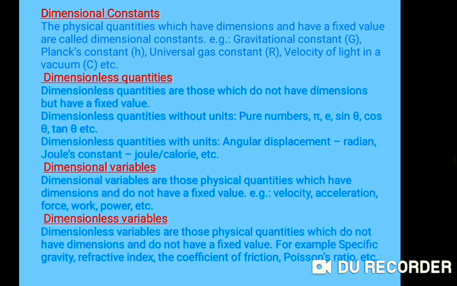Okay. Next is dimensionless quantities. Dimensionless quantities are those which do not have dimensions but have a fixed value. See, there are so many physical quantities which are dimensionless, but still their fixed values are there.